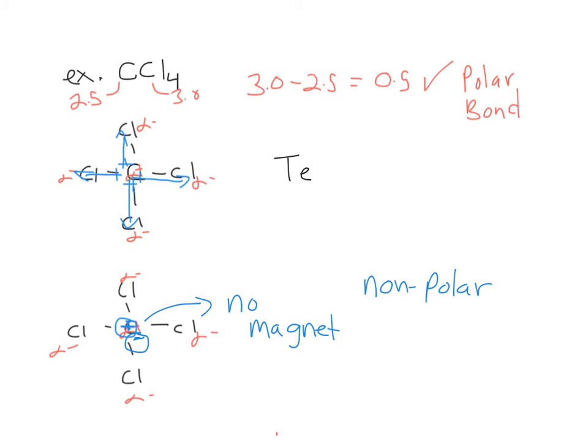And just a recap, the shape here is a tetrahedral. And our tetrahedrals are usually nonpolar. Okay, so make sure you have this example copied down into your notes, and you're going to need to work through some practice at this so you can become proficient at determining molecular polarity.